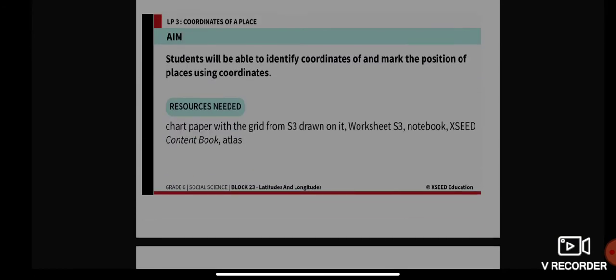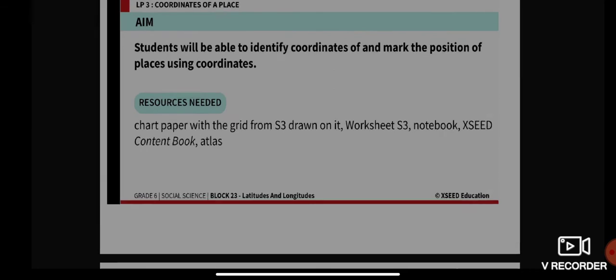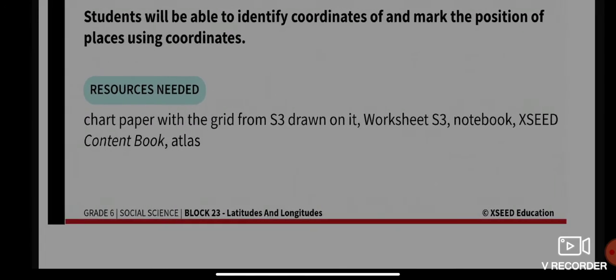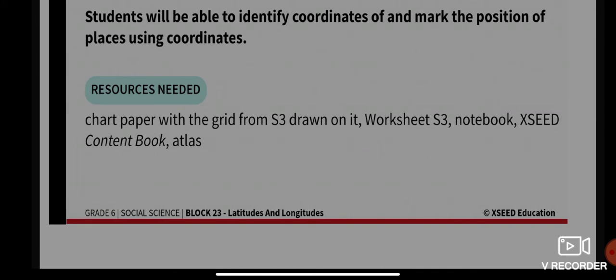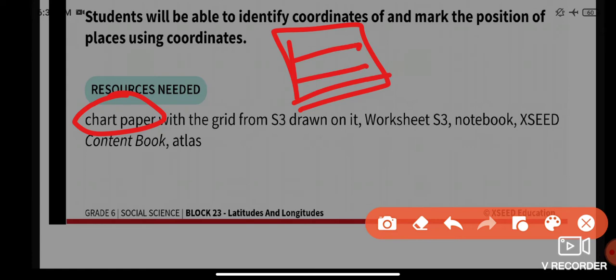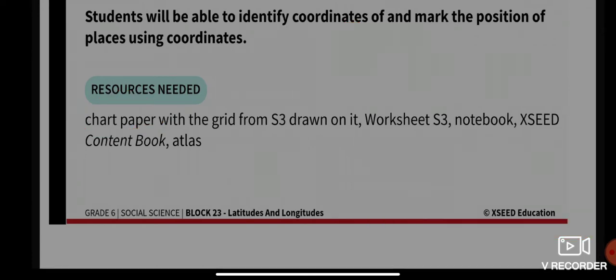Now our aim for today is that students will be able to identify coordinates and mark the position of a place using coordinates. The resources needed are chart paper with a grid from S3 drawn on it, worksheet S3, notebook, exit content book, and atlas. So I want all of you to get ready with chart paper or any other paper, and you have to draw the grid like this. We will also learn the meaning of what is a grid. Keywords for today are grid and coordinates. So first of all, let us learn what actually a grid and a coordinate are.